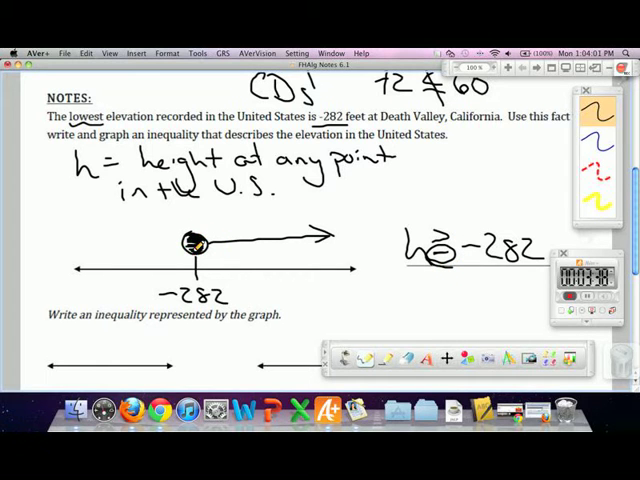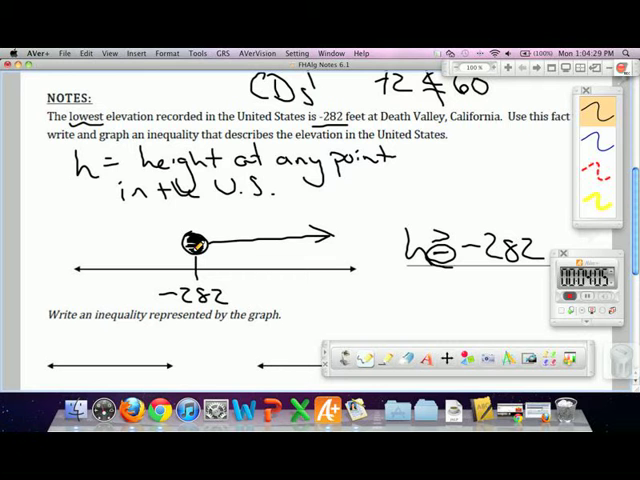Graphing an inequality, we put a point at our value that we're either bigger than or less than. If it's or equal, we'll fill that bubble in. And then we'll put an arrow in the direction of where all the possible values are. h is any number that's bigger than negative 282. So I'm going to put an arrow in the direction of every number that's bigger, and numbers are always bigger to the right on a number line.